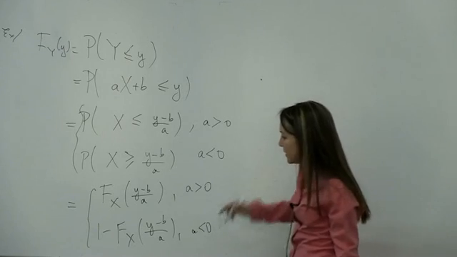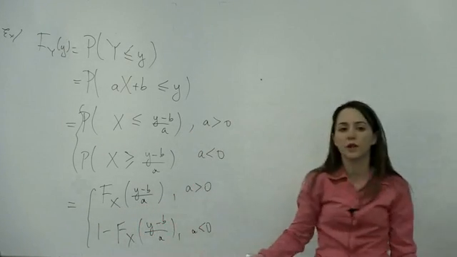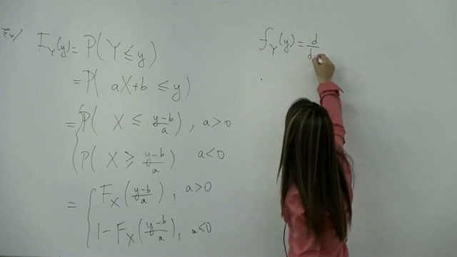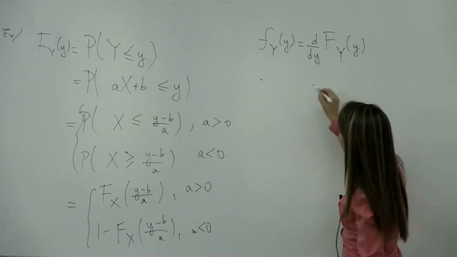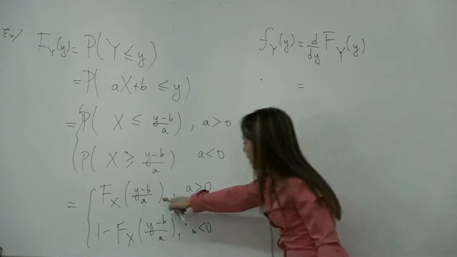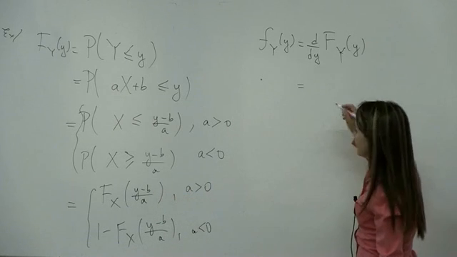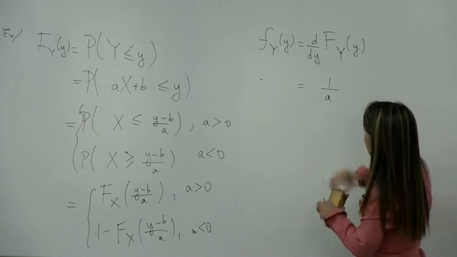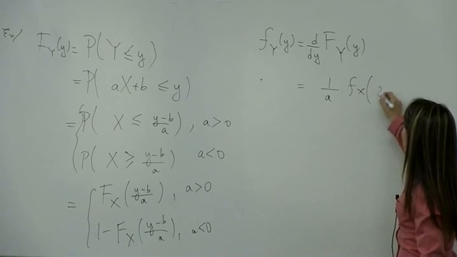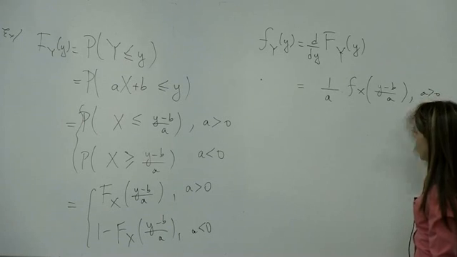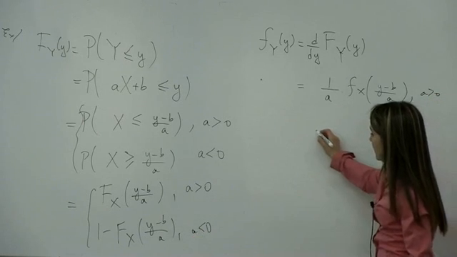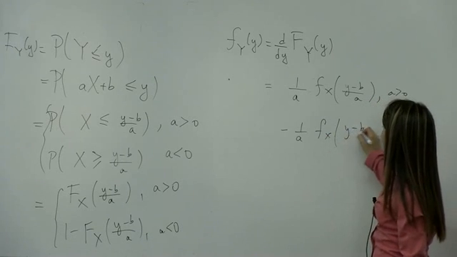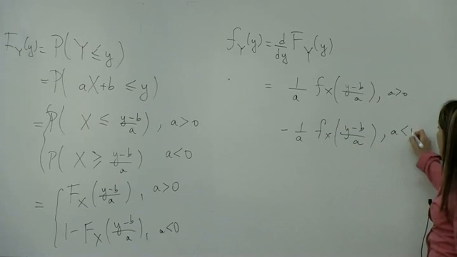Yes, because I know X is continuous, so this must be differentiable, and this must be differentiable as well. So I'm going to differentiate. So f_Y(y) is d/dy of big F, which is, well, differentiating this gives me 1 over a f_X((y minus b) over a). And differentiating this gives me negative 1 over a f_X((y minus b) over a). And that's valid for negative a.